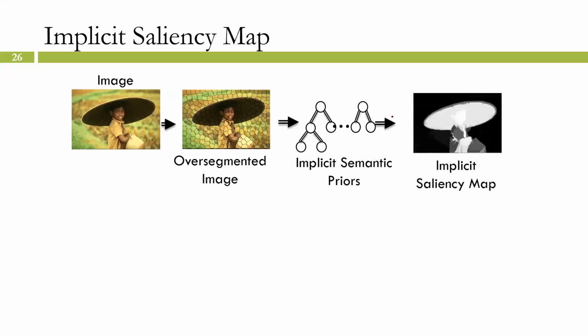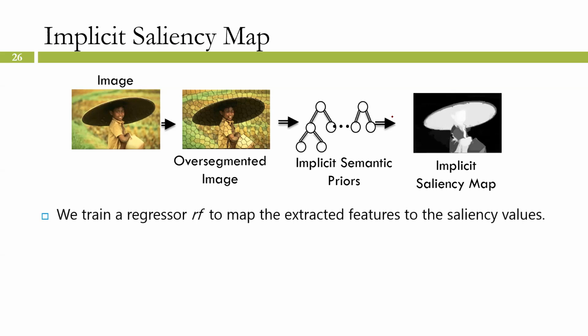So we have the image, and from the image we try to do over-segmentation. That means we try to obtain the image regions or superpixels. And from the superpixels, we extract features like the color information, the texture information, and even the mean similarity score of the superpixels. Then we train random forest classifiers to map the extracted features to the saliency value. Why do we call this the implicit saliency map?